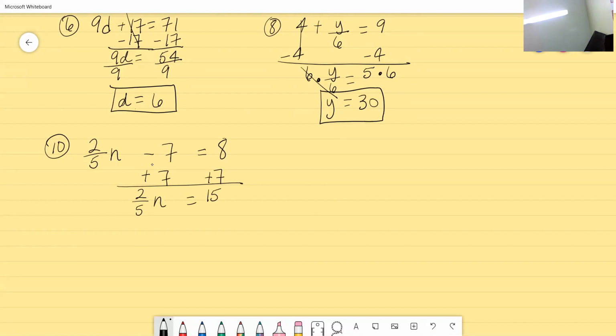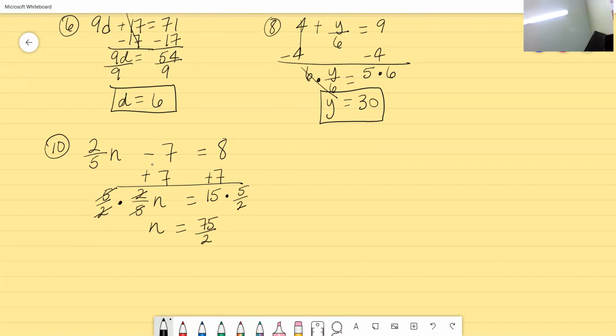Now, the inverse of 2 fifths is 5 halves. So you can see when you do that, they reduce down to ones. So that becomes 1 over 1, which is just 1. And then you multiply 15 by 5 halves. Now 15 times 5 is, let's see, that's 50 plus 25, so 75 over 2.